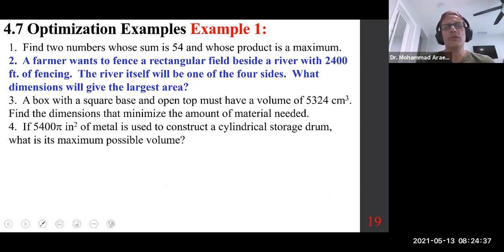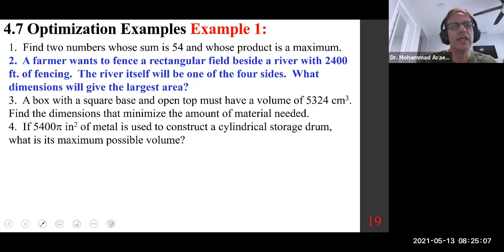A farmer wants to fence a rectangular field beside a river with 2,400 feet of fencing. The river itself will be on one side. What dimensions will maximize the area? A box with a square base and open top must have a volume of 5,324 cubic centimeters, and so on and so forth. These are some examples of optimization. Needless to say, we don't have time to do all of this, but those are some examples you come across.